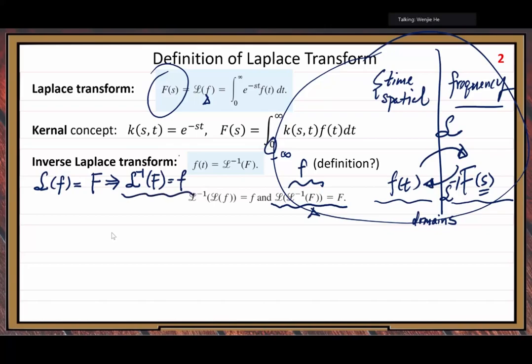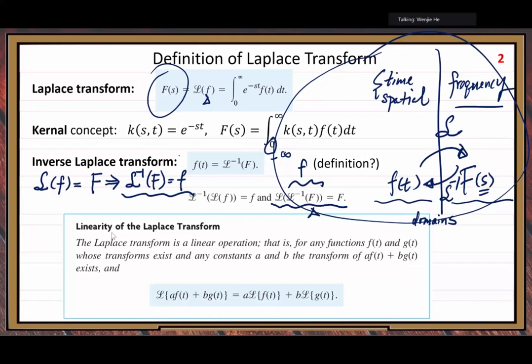So we use this way to calculate the inverse Laplace transform. Although there is no formula for this, based on this calculation, automatically we have this. Okay? So that's the indirect way we will use to calculate inverse Laplace transform.